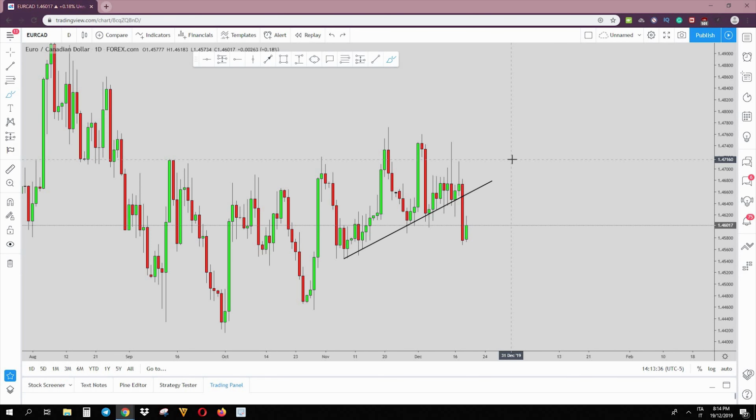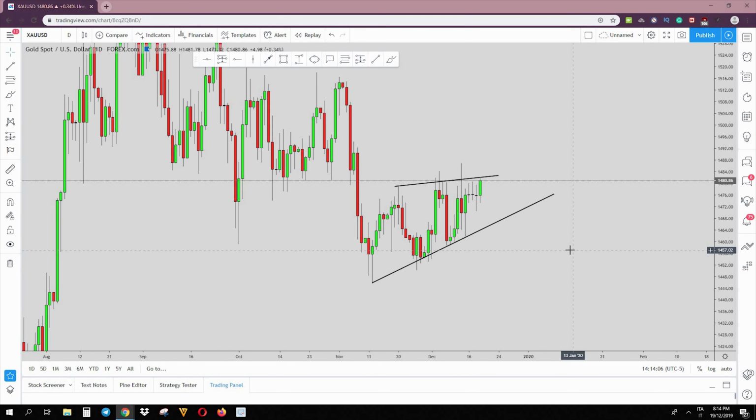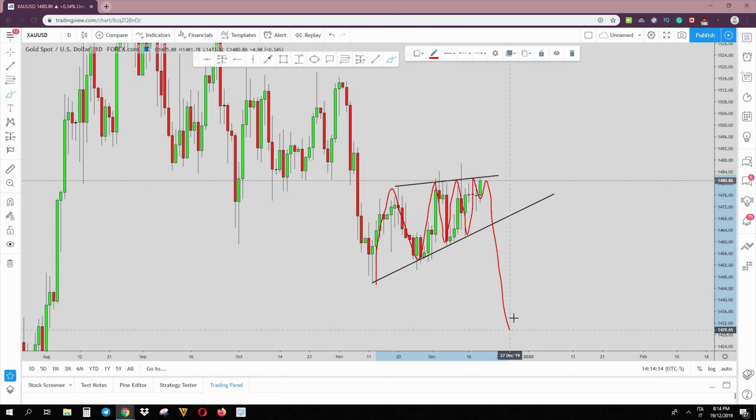Let's go and see what we have for gold. Okay, so for gold, as you know, the market is still consolidating inside of this region. So the market is still in consolidation phase and we are still awaiting the next push to the downside.